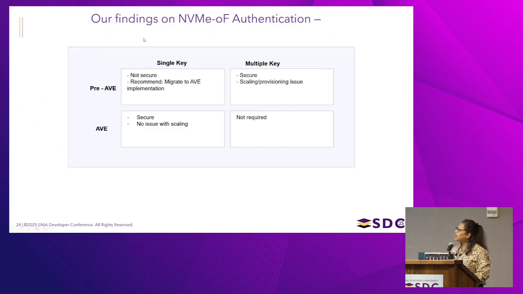So our findings, to sum it up: pre-AV, if we are using single key, it's not secure, and we did speak to some of the maintainers, and the suggestion is that we should migrate to AV. For multiple keys, though it is secure, we have this scaling provisioning issue. With AV, the entire network is secure. No scaling issues also, because AV will do the entire provisioning part. And AV works on top of single keys. Multiple keys are not required.